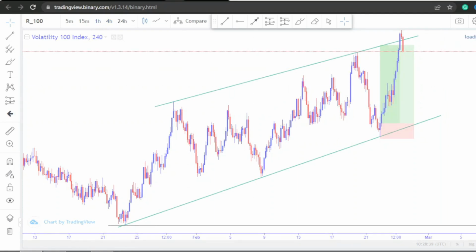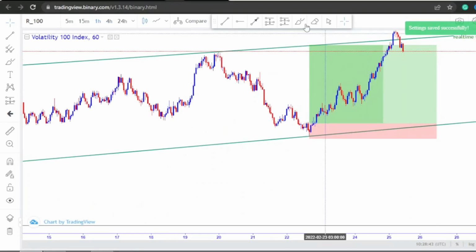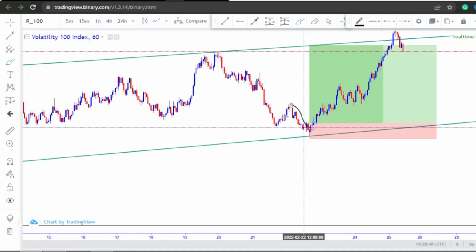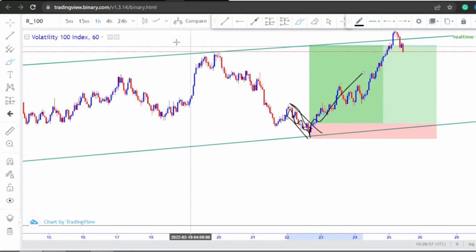So I went to the 1 hour time frame, and if you can remember very well, I shared with you here that I saw this pattern here, some sort of falling descending channel. Then at the breakout and retest on the 15 minute time frame, that's when I entered.